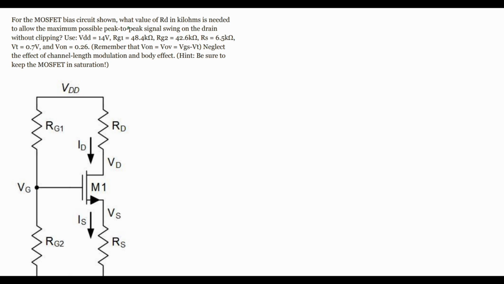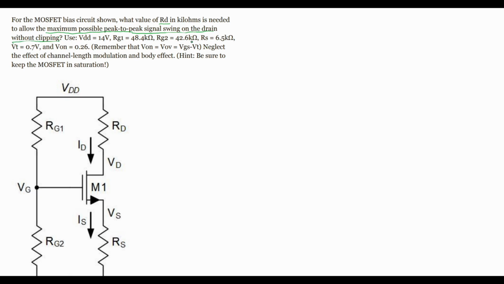So let's highlight some key things. We're asked what value of RD. So we're going to be looking for a resistance. It's in kiloohms, and it's needed to allow the maximum possible peak-to-peak signal swing on the drain without clipping.